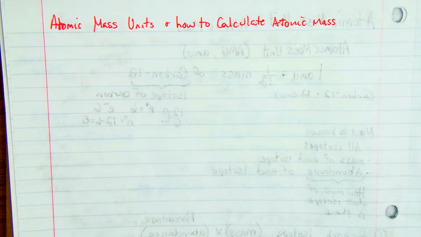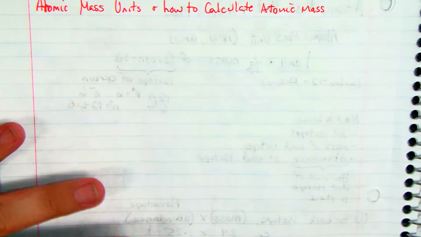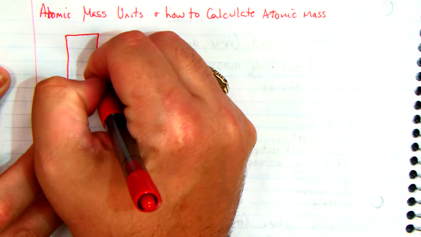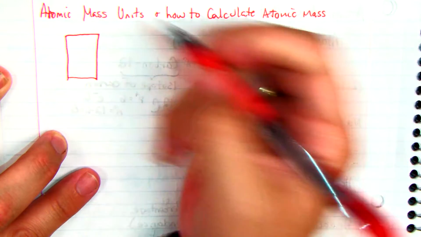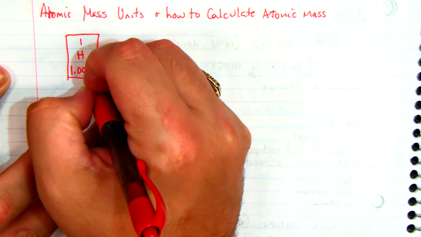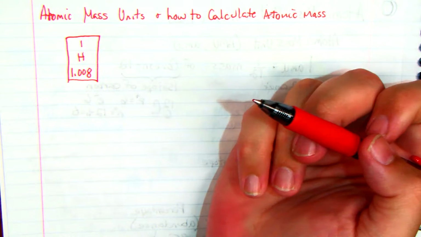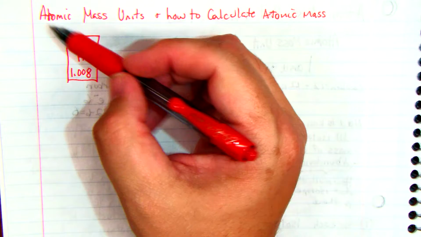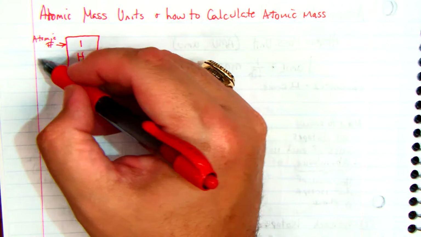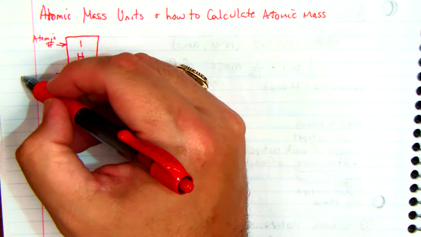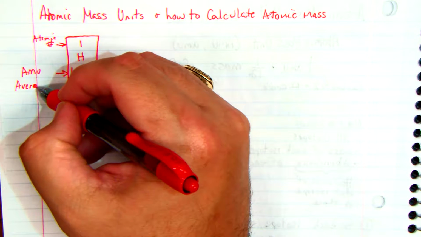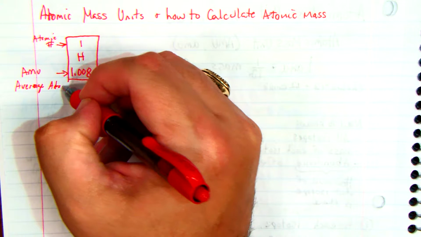Alright, so atomic mass units. Now, if we go back to the periodic table, every box is an element. I'm just going to do this, and it's going to go 1.008. This is for hydrogen, correct? We have our atomic number, which we should know what that means by now. We got our symbol. And this is the AMU, or we could call it the average atomic mass unit.